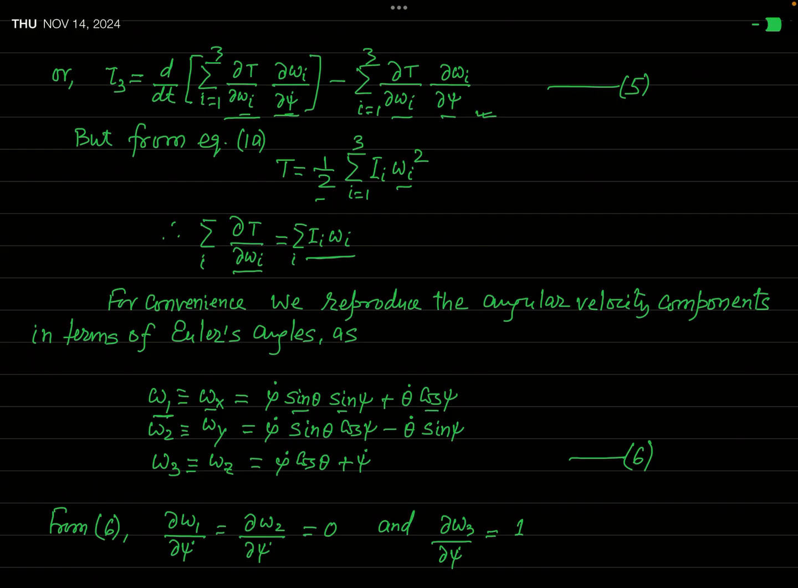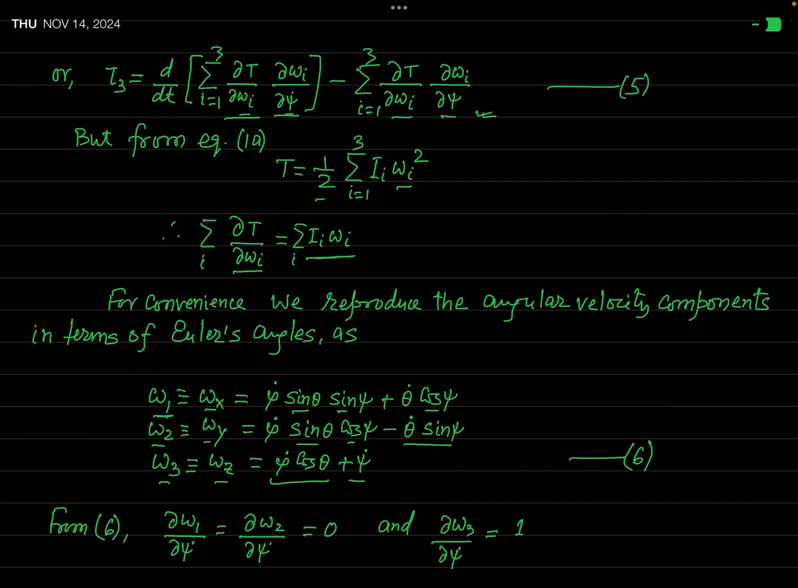I have written this result here directly because I have already taught you earlier, and you must remember these things, okay. How this result comes, you have learnt earlier, okay. I am writing it here directly, okay. Now omega 2, which is equivalent to omega y, is given by phi dot sine theta cos psi minus theta dot sine psi, okay, and omega 3, which is equivalent to omega z, is given as phi dot cos theta plus psi dot.